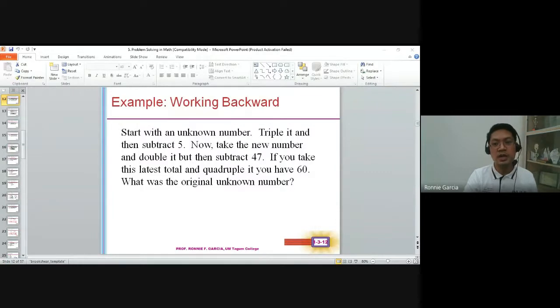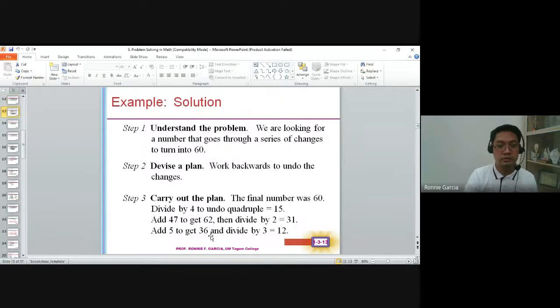So multiplication will become division, division will become multiplication, addition will become subtraction, subtraction will become addition. You do the reverse process. That's working backwards. That is why the answer to that problem is 12. And then you can check your answer.